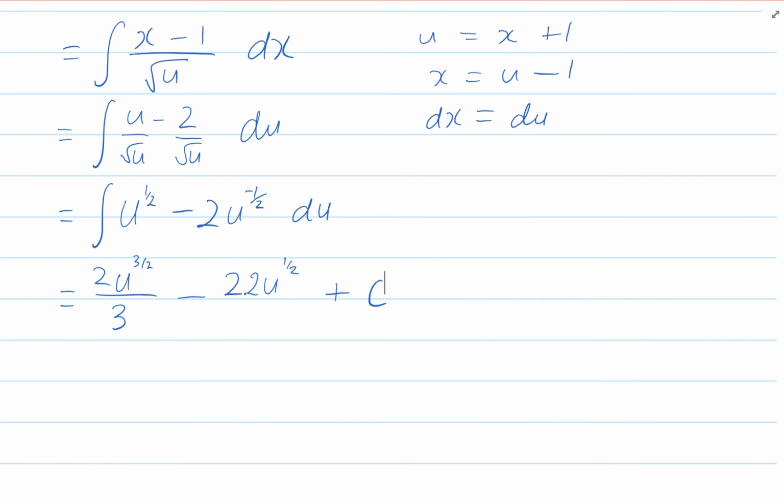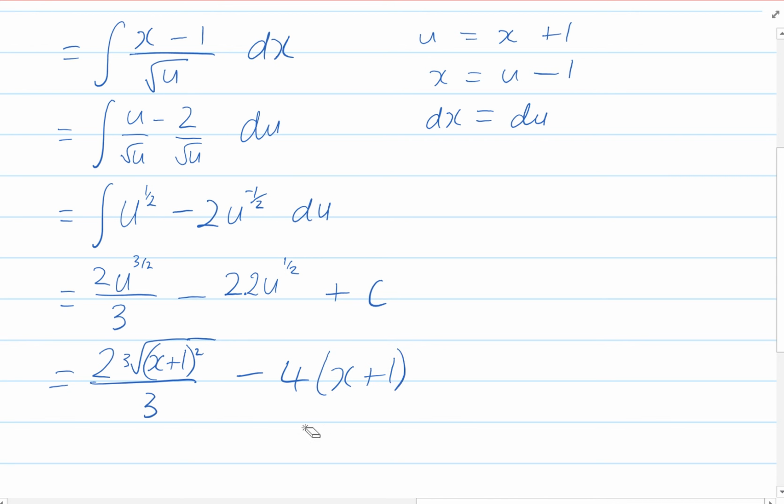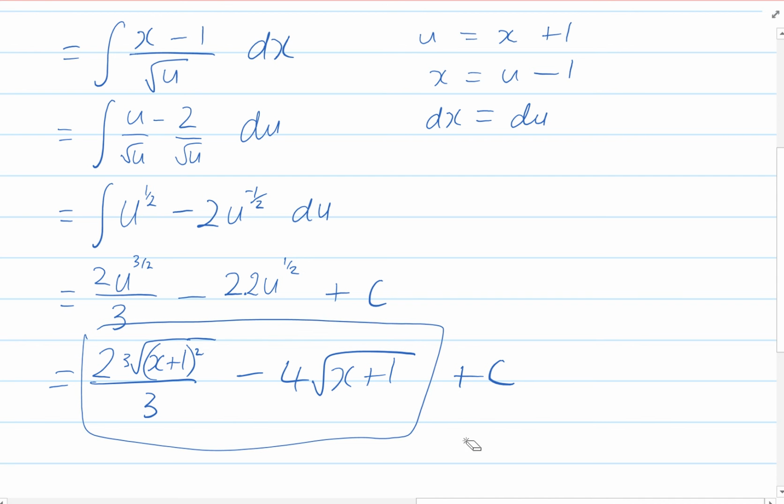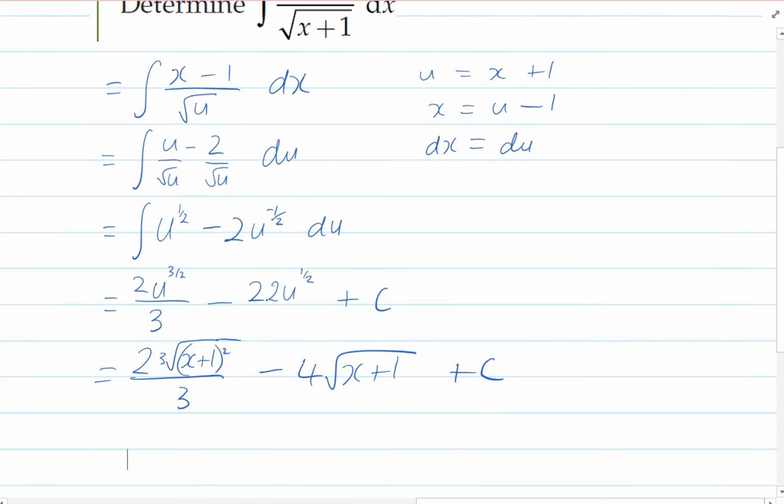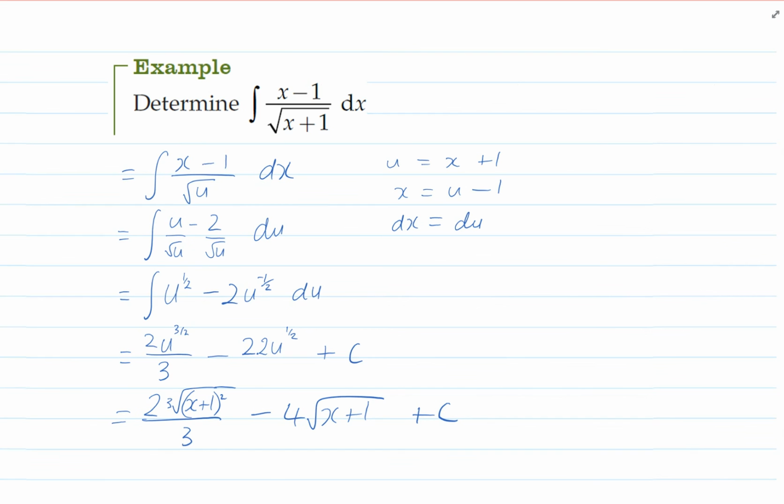So tidying this up and bringing our substitution back in, I'm going to write it as 2 cube root of x plus 1 all squared, so that's just changing that power into third form, over 3 minus 4 times the square root of x plus 1, and then plus c, and that's my integral. Now you can write it with this part as one term, but it's not really necessary. In NCEA you're just looking for the integral, and that is your integral, so that's sufficient.